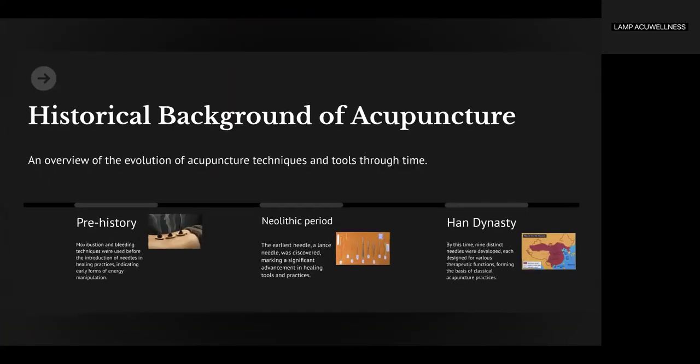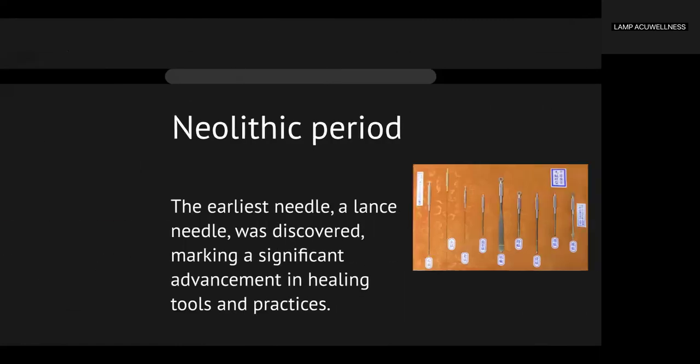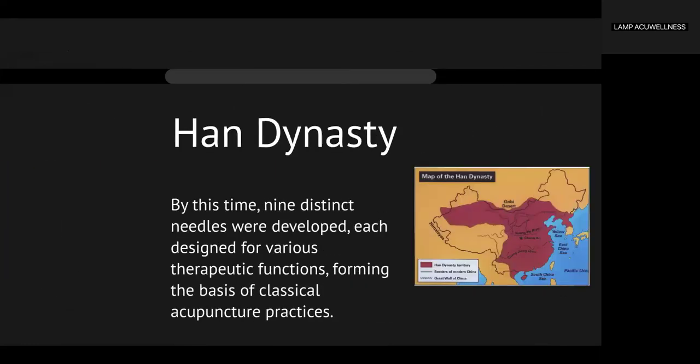health issues. Historical background of acupuncture, an overview of the evolution of acupuncture techniques and tools through time. Prehistory: moxibustion and bleeding techniques were used before the introduction of needles in healing practices, indicating early forms of energy manipulation. Neolithic period: the earliest needle, a lance needle, was discovered, marking a significant advancement in healing tools and practices. Han Dynasty: by this time, nine distinct needles were developed, each designed for various therapeutic functions, forming the basis of classical acupuncture practices.